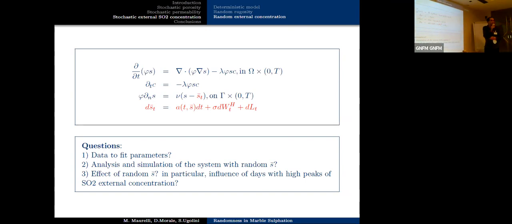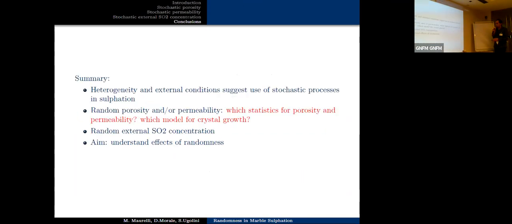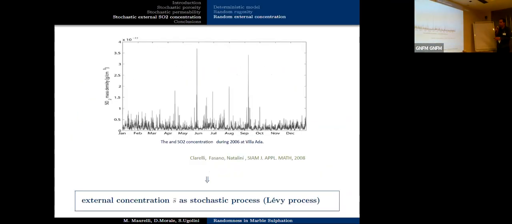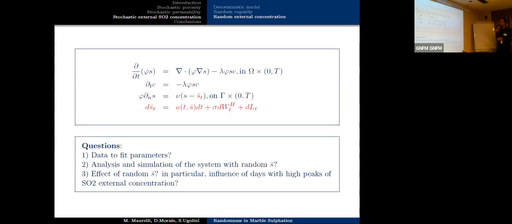What is the effect of this random S bar? S bar, I recall, is the external concentration, but what is more important, for example, you see these high peaks, and the question is, what is the contribution of these high peaks in the sulfation process? In particular, do they contribute? For example, does the dust sulfation happen as a consequence of most of these high peaks or not? This was the question suggested by Natalini.